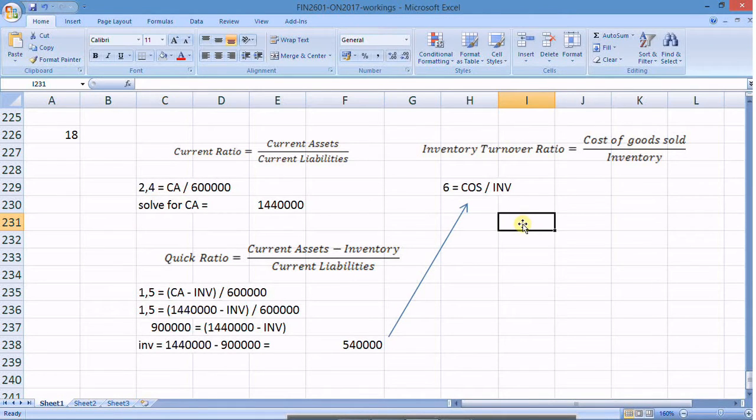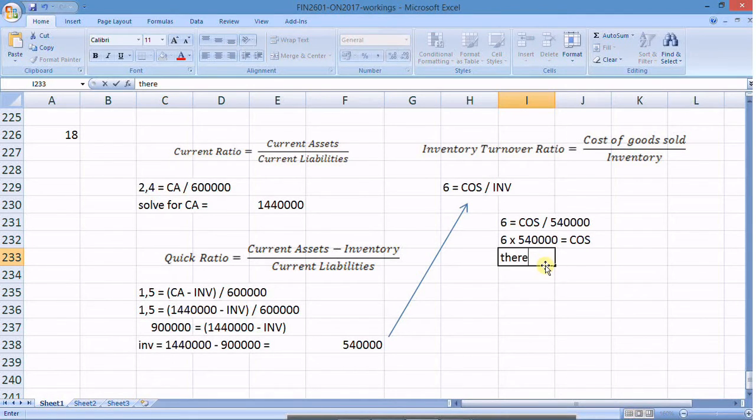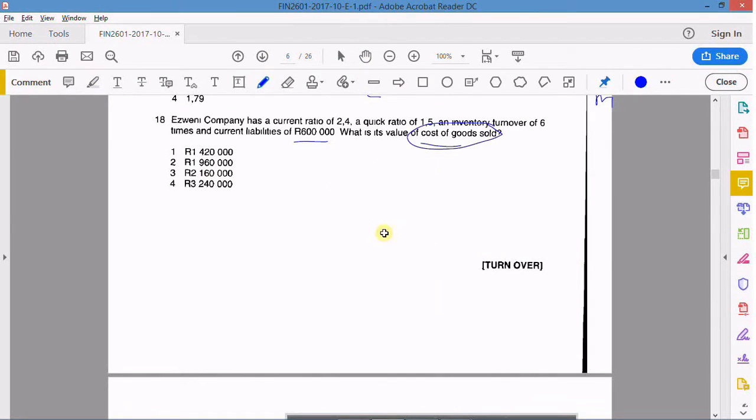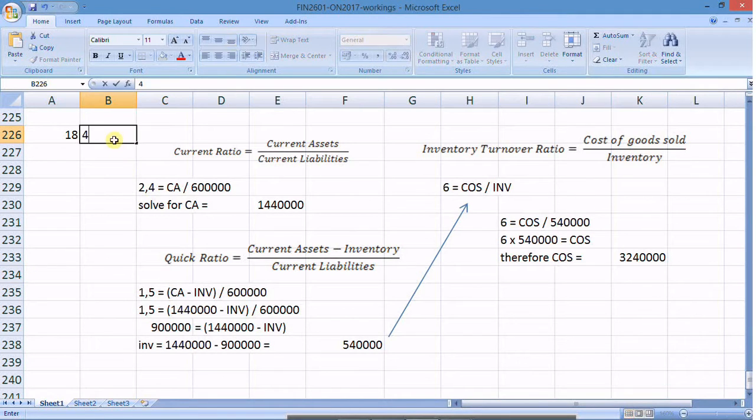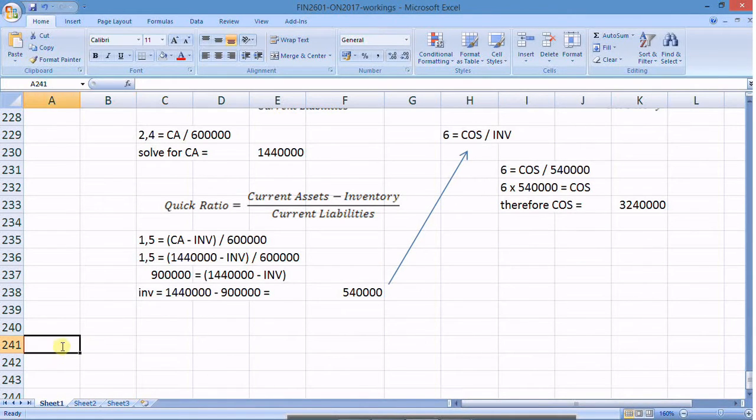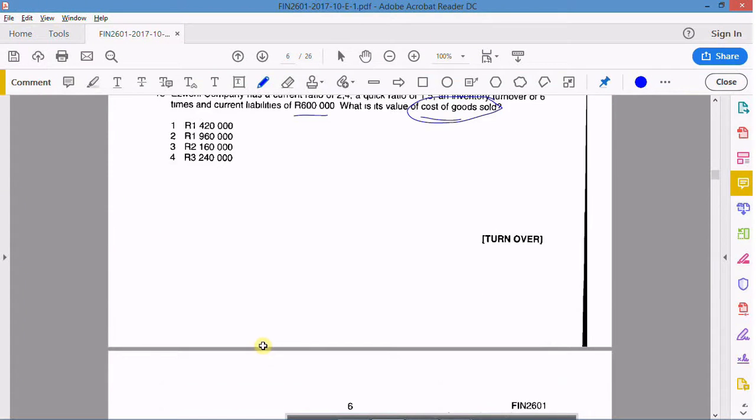Okay, so 6 equals COGS divided by 540. Solve for COGS, that goes to that side, so it becomes times. So 6 times 540 equals COGS. Right, so therefore COGS equals 6 times 540. There it is. 3.24. Yes. Option 4. Good. That's quite a tricky one, and you're getting it right. That's great. I wasn't sure I was going to get it right.